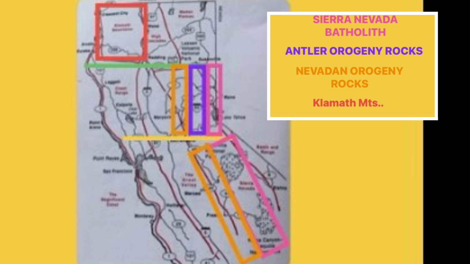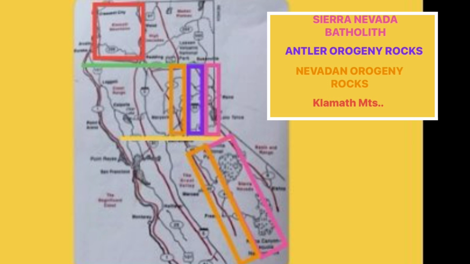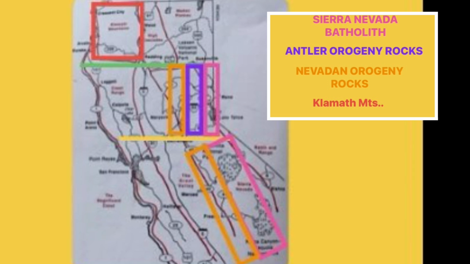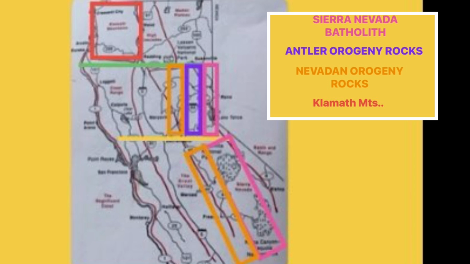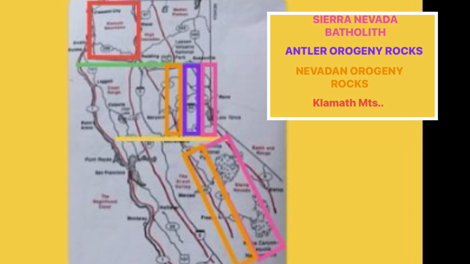The yellow line on this map represents Highway 50 that cuts across from east to west, and you'll notice that Antler Orogeny rocks don't generally extend south of this line. Also south of the Highway 50 yellow line, the Sierra Nevada batholith makes up a much larger portion of the range down here than to the north of the line.